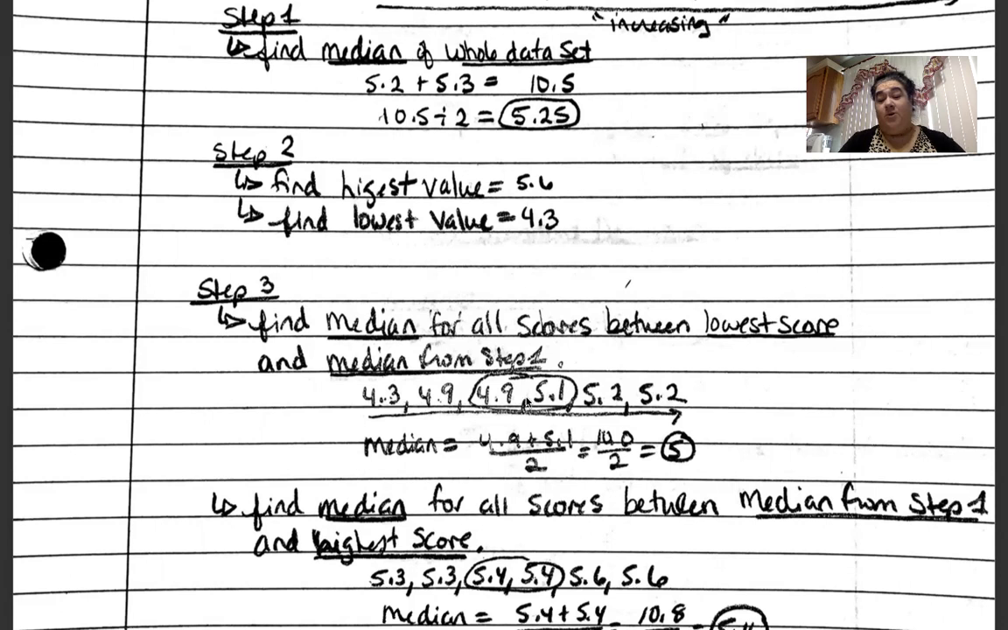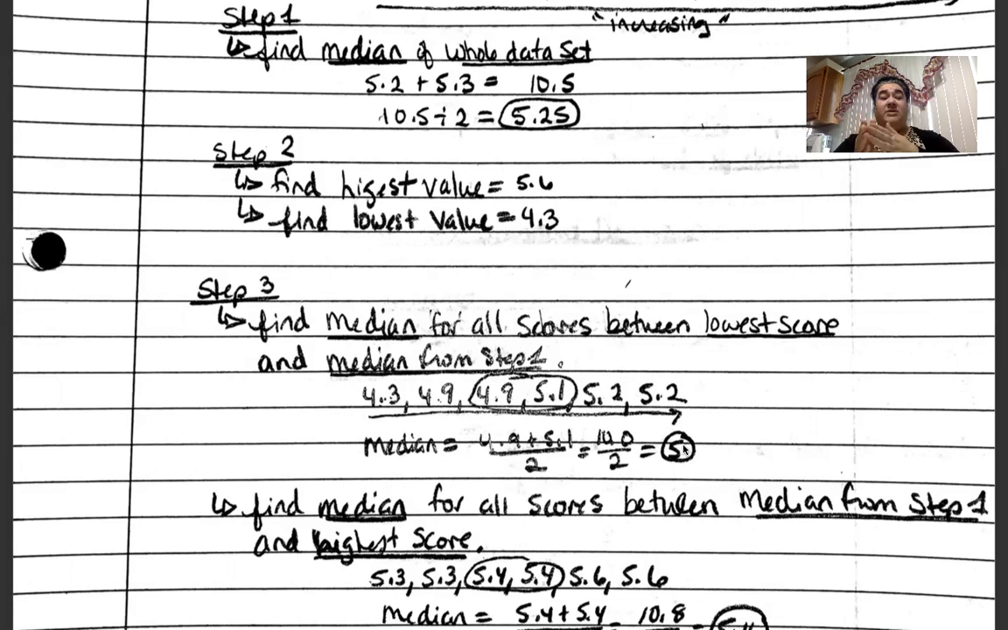Once again, these scores are an even number, so the median constitutes two numbers. I'm going to add them together, divide by two, and I find that the median for this lower set, okay, the lower quartile, this lower set of data, is five, okay? So now I've got my lowest score, then I have five, which is the median between the lowest and the median of the overall data, and then I have the median of the overall data. So that's how I've divided my data so far.